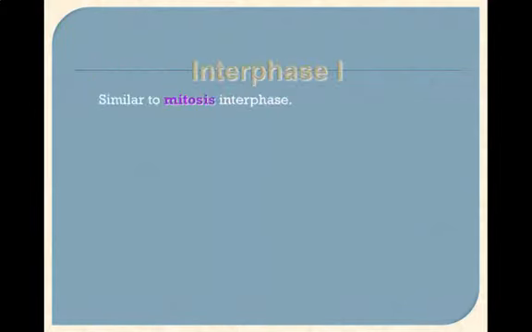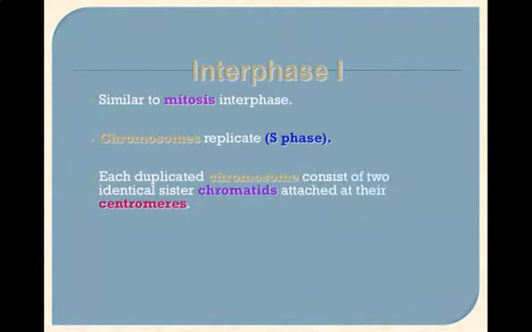We end up with something haploid from something diploid. So interphase 1 is very similar to the mitosis interphase. Chromosomes will replicate in the S phase, just like in mitosis. Each duplicated chromosome will consist of 2 identical sister chromatids attached at their centromeres. So the chromosome is the X, the chromatid is the 1, and the centromere is what connects them. The centriole pairs will also replicate.